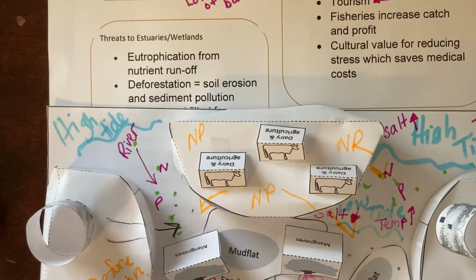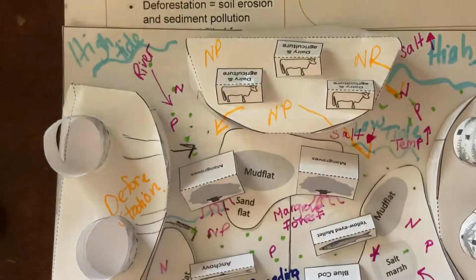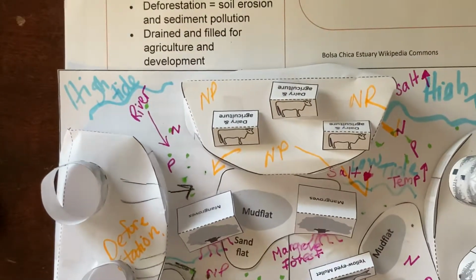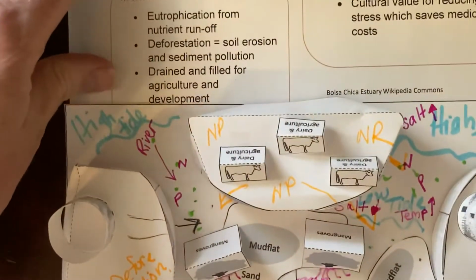Sediment pollution can make the water too muddy, and again, it can block the light from our photosynthesizers. And it can also clog the gills of fish, so all of that muddy water can kill off fish and other species because it can clog their gills. So that is a threat to estuaries as well. It can be drained and filled in for agriculture and development.